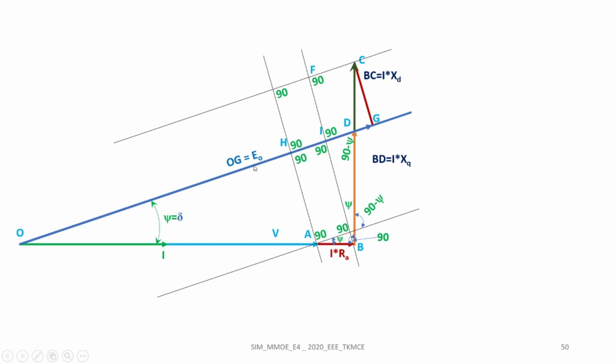Now, let's see E0. What is E0? E0 is equal to OH plus HI plus IG. In order to find out OH, let's consider this right angle triangle OHA.